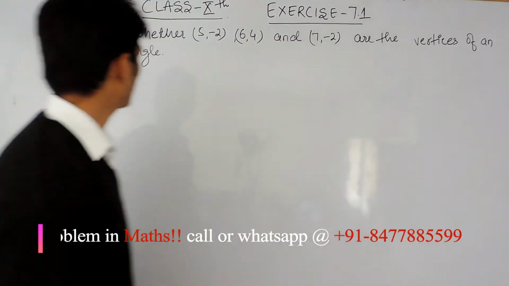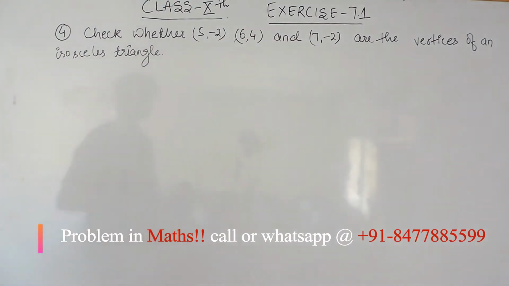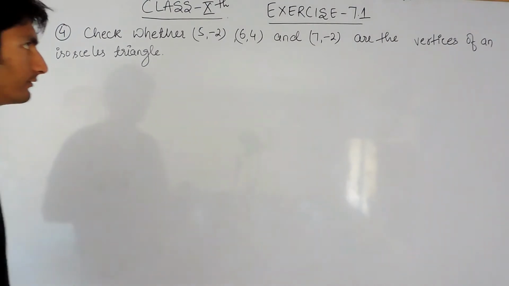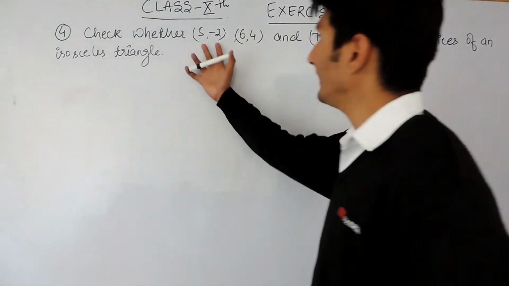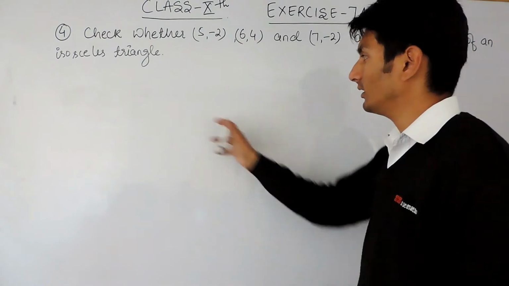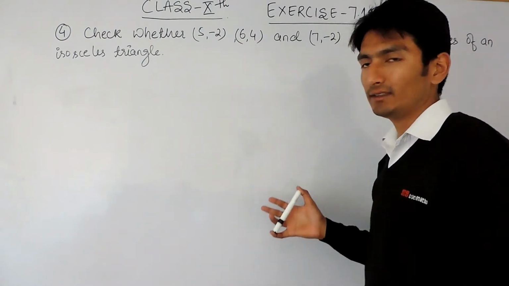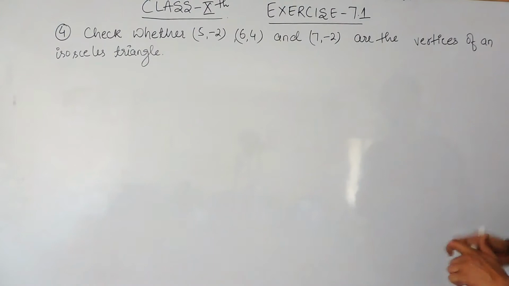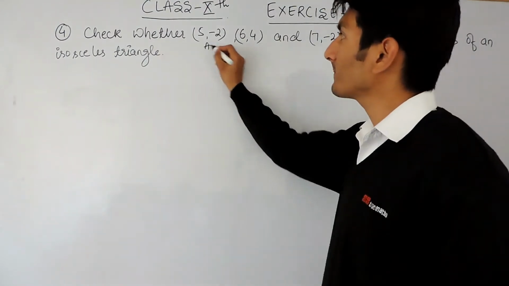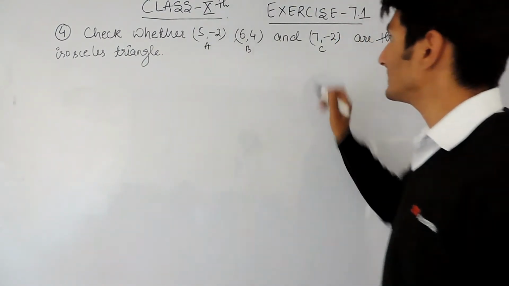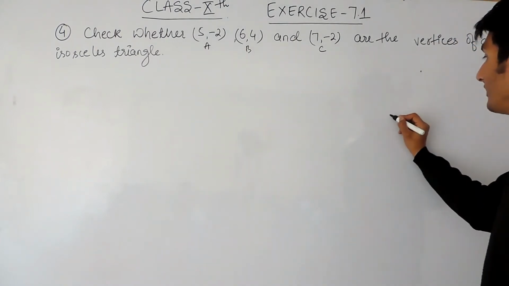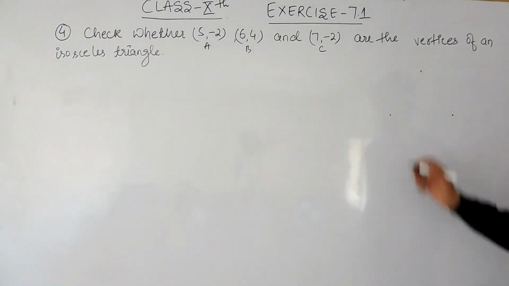In this video, we are going to solve question number 4 of exercise 7.1. The question says, check whether (5, -2), (6, 4) and (7, -2) are the vertices of an isosceles triangle. Now first of all, obviously you can locate these 3 points on a Cartesian plane, and if I consider this point as A, this as B, this as C, obviously these 3 points will be non-collinear.